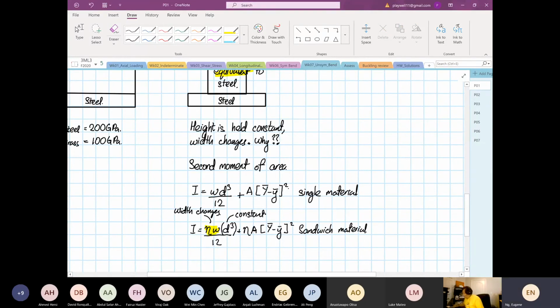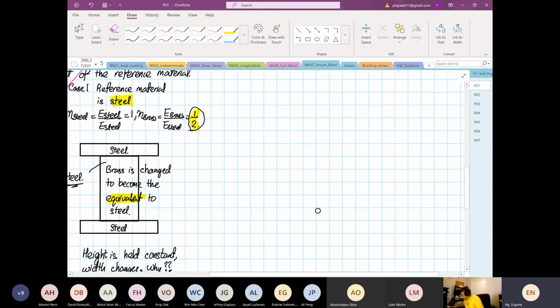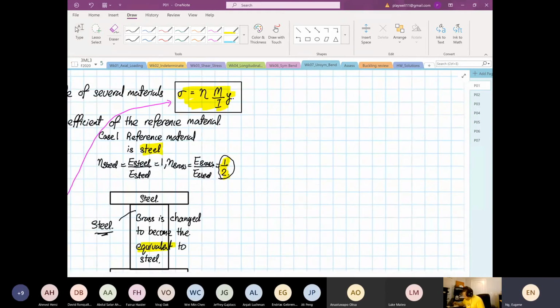Okay, right. So next one, let's say case number 2 now. I changed the reference material. Reference material now is equal to brass. So we do the same calculation, right?